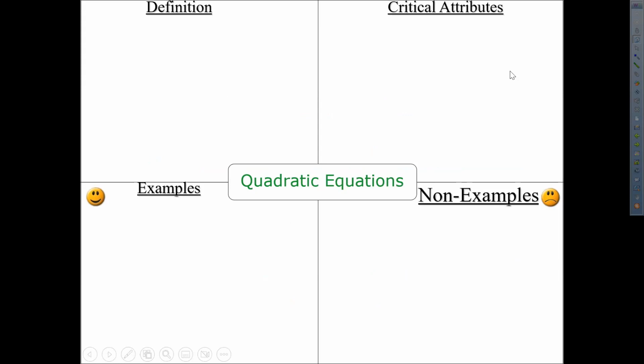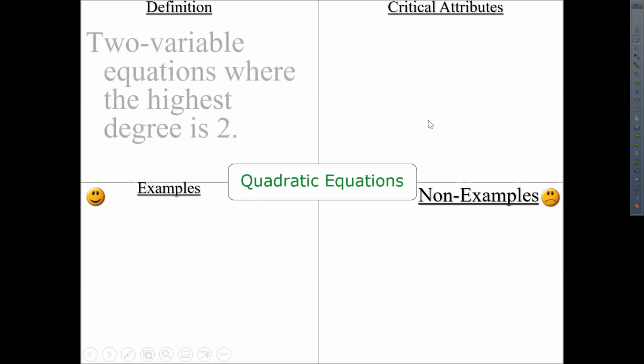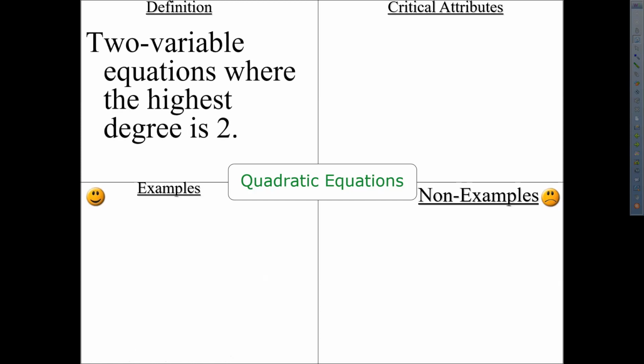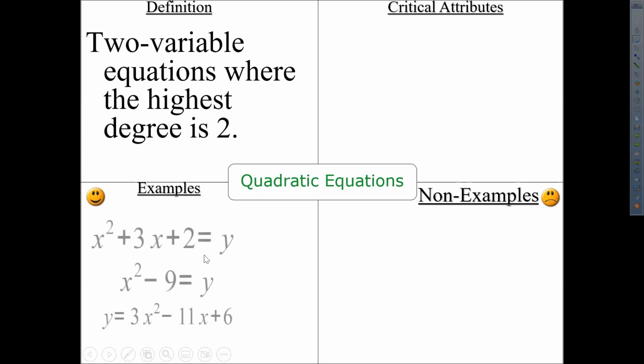All right. So quadratic equations, let's see if you remembered correctly. They are 2 variable equations where the highest degree is 2. And for examples, I gave you x squared plus 3x plus 2 equals y, x squared minus 9 equals y, and y equals 3x squared minus 11x plus 6. Do they have 2 different variables? Yes. Is the highest degree 2? Yes. So look at the non-examples.